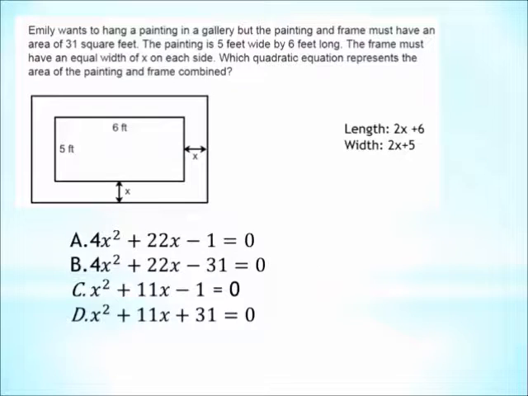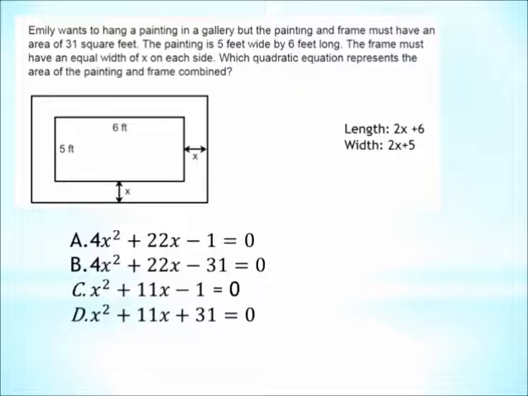On this slide, Emily wants to hang a painting in a gallery, but the painting and frame must have an area of 31 feet. The painting is 5 feet wide by 6 feet long. The frame must have an equal width of x on each side. Which quadratic equation represents the area of the painting frame combined?